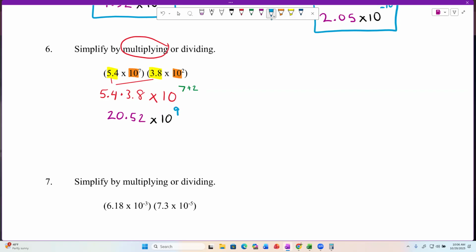But since these are given to us in scientific notation, my answer should be in scientific notation. So this needs to be in scientific notation, and it's not. How do I know? Well, the number in front of the decimal point is bigger than 10.